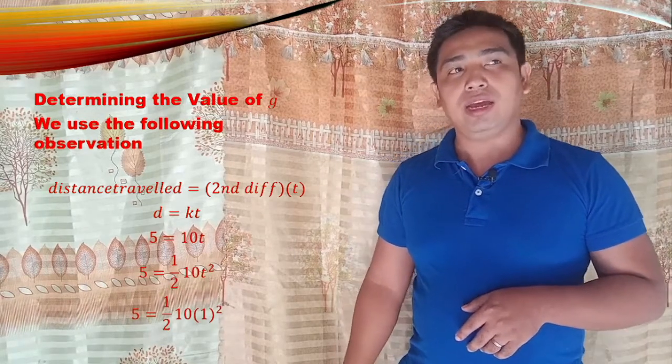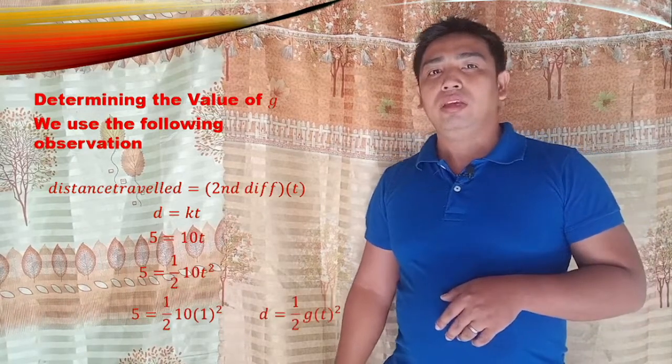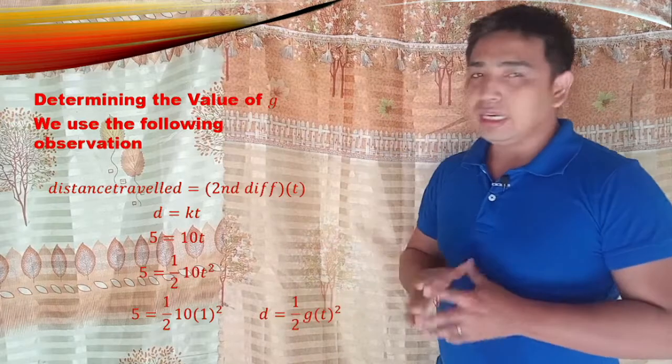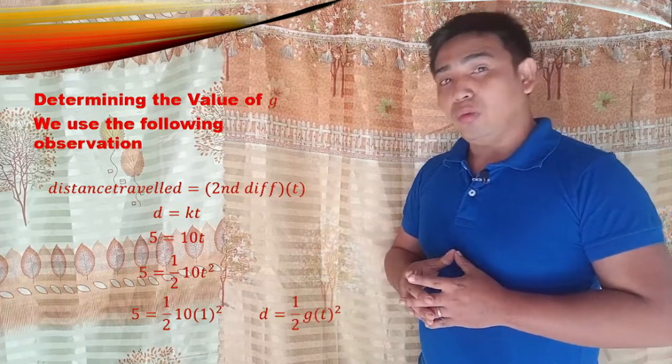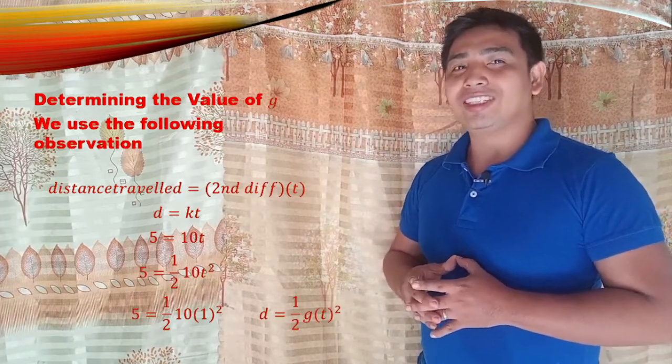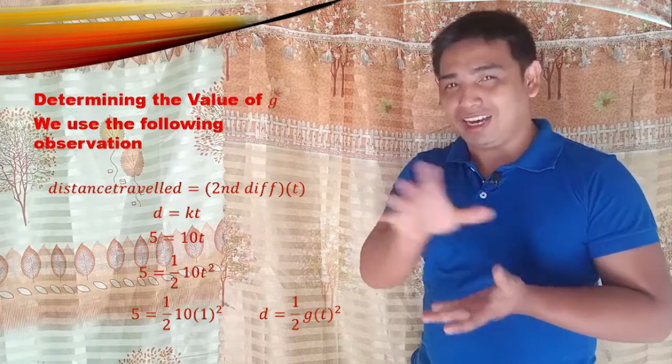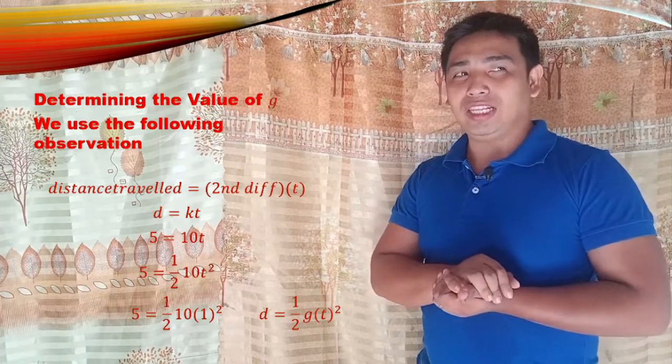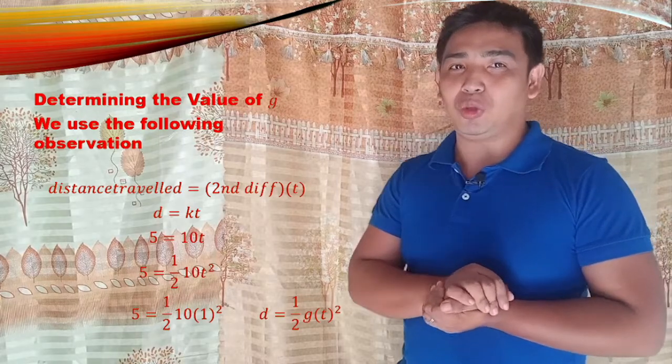So our formula is now equivalent to d is equal to 1/2 k t squared, where k has a value of 10, or that is our value of acceleration due to gravity.